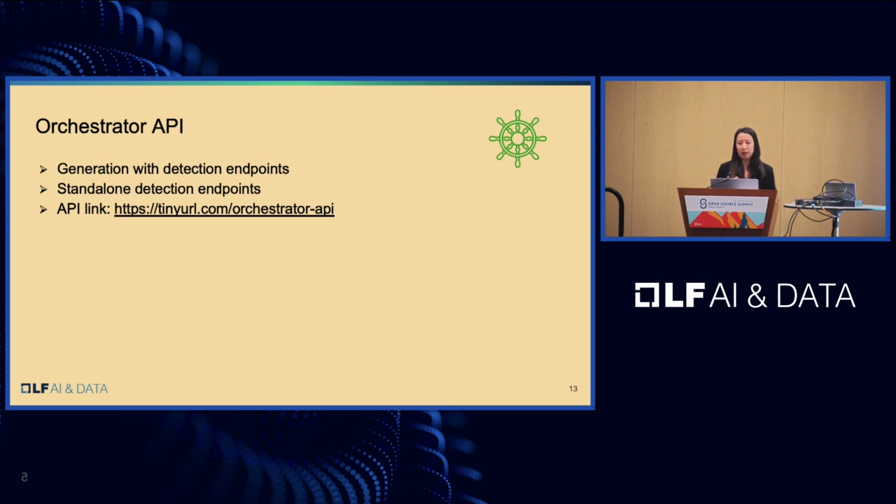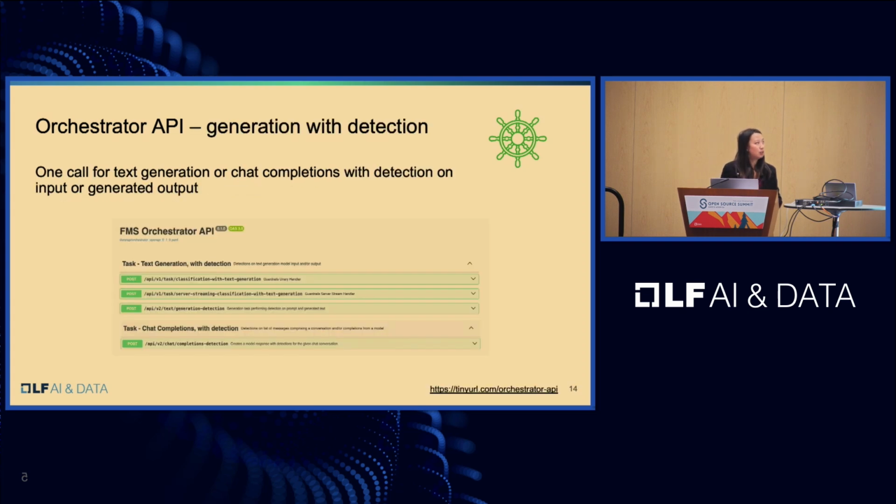So now we'll talk a little bit about the details of the orchestrator, specifically starting with the API, and then dive a little bit into the different APIs that the orchestrator is talking to do all this orchestration. And so the orchestrator API we have today is broken into two large sets of endpoints. One is the generation with detection endpoints, and the other is standalone detection endpoints. So the generation with detection ones essentially means with one user call, you can do both the generation and any detection, whether it's on the user input or generation output or both.